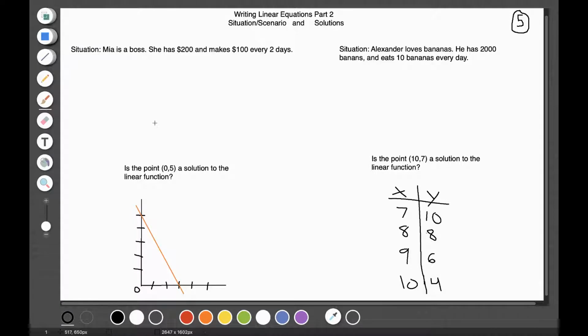I did want to make sure I hit on that situation. I also want to hit on another thing about solutions. So we're going to go through this really quick, all right? We're going to see if we can write the equation for these two situations that we have up here.